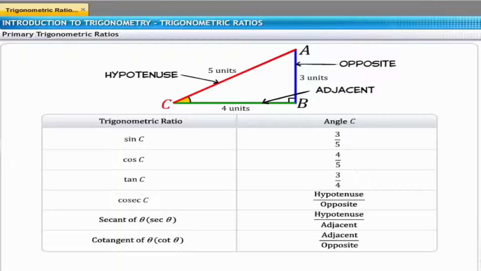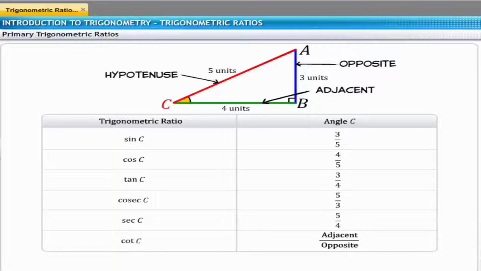Cosec C is reciprocal of sine C, hence it is equal to 5 divided by 3. Sec C is reciprocal of cos C, hence it is equal to 5 divided by 4. And cot C is reciprocal of tan C, hence it is equal to 4 divided by 3.